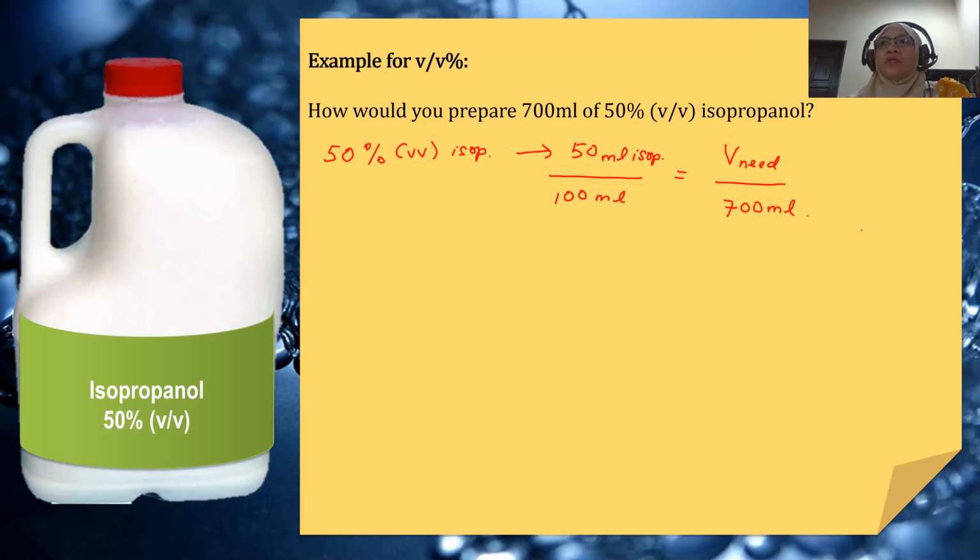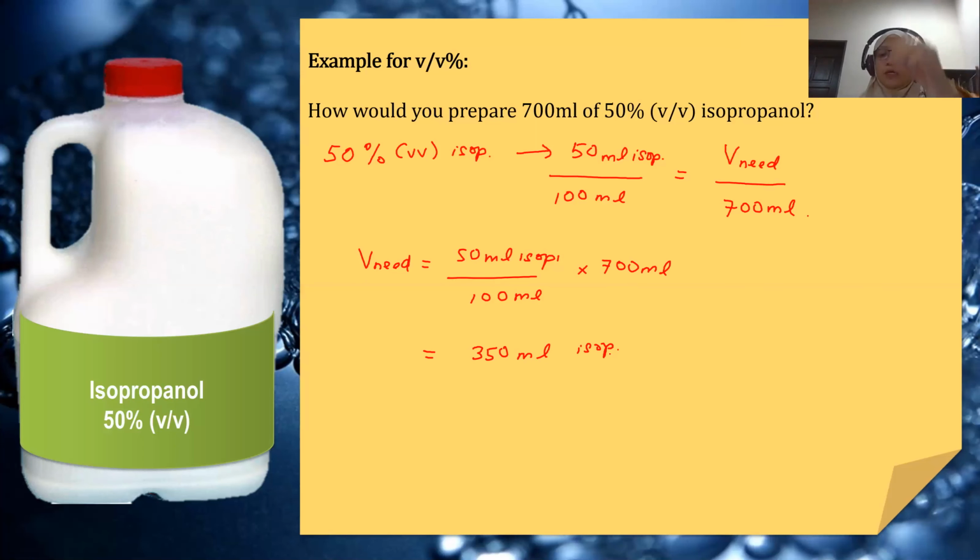Okay, then rearrange the equation. Sorry, where is my pen? Okay. So V needed is 50 ml isopropanol divided by 100 ml and then times by 700 ml. You will get 350 ml of isopropanol.